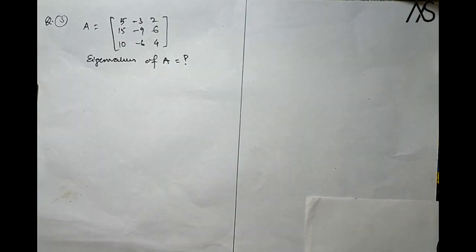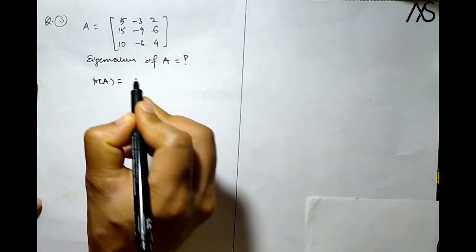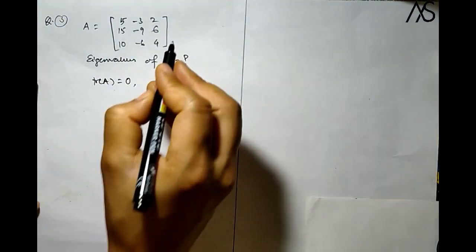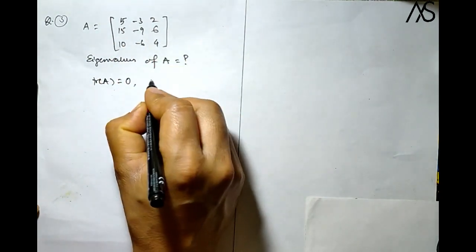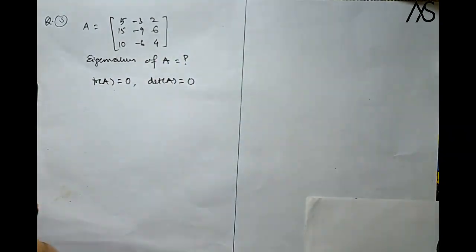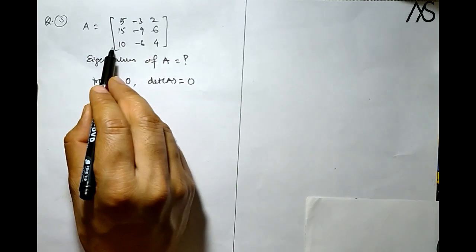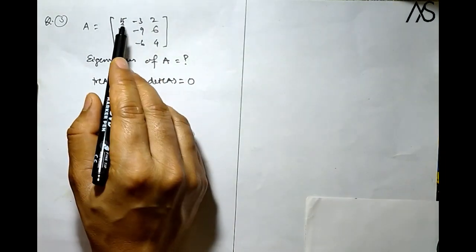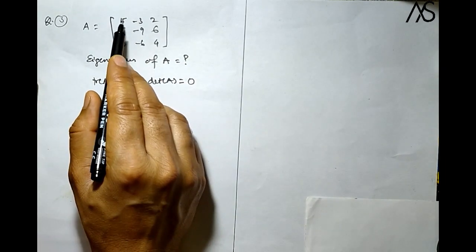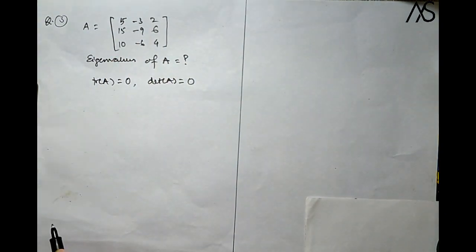Okay, so we can easily see here trace of A equals 0 and the determinant of A is again 0, because this row is dependent on this row. This one is twice this row. So if two rows are dependent then the determinant is 0, हम easily कर सकते हैं.